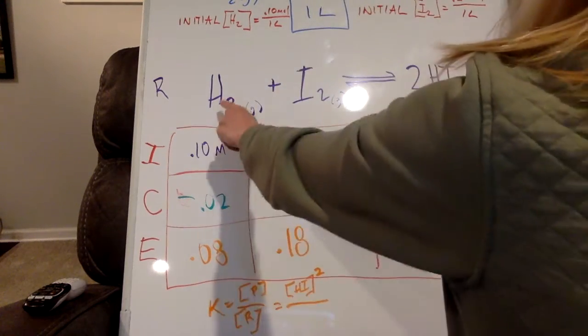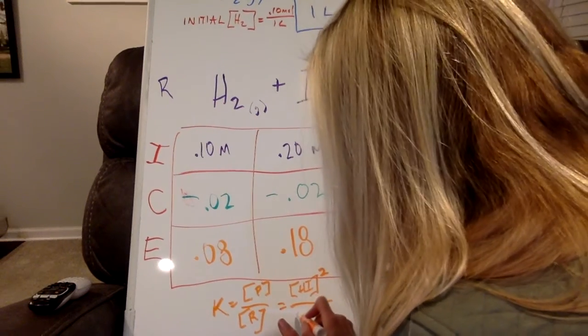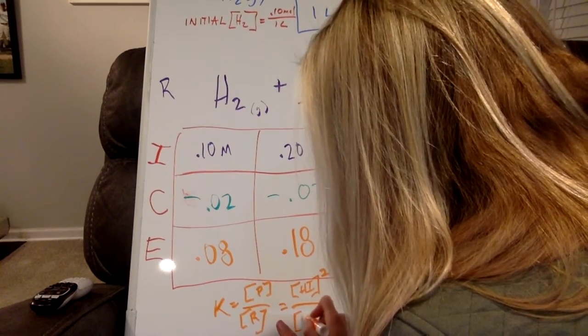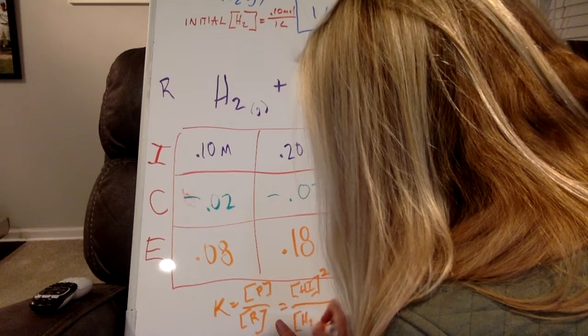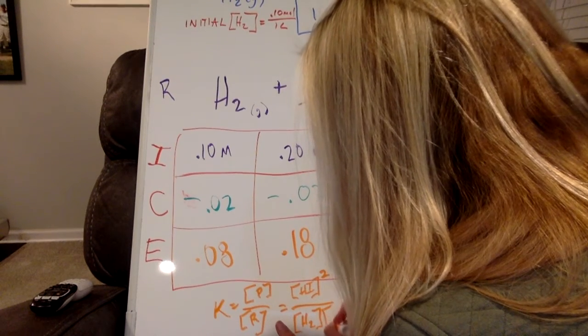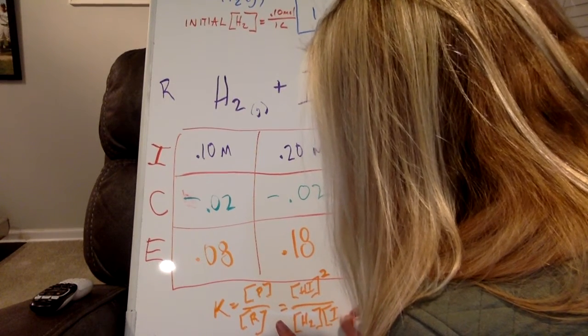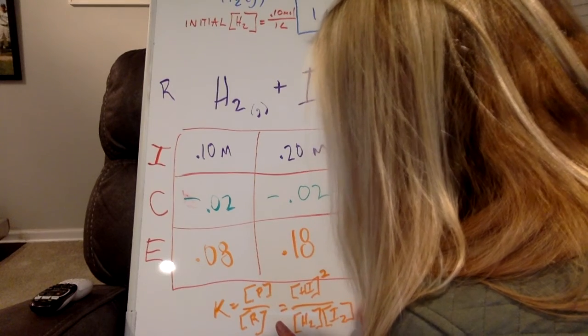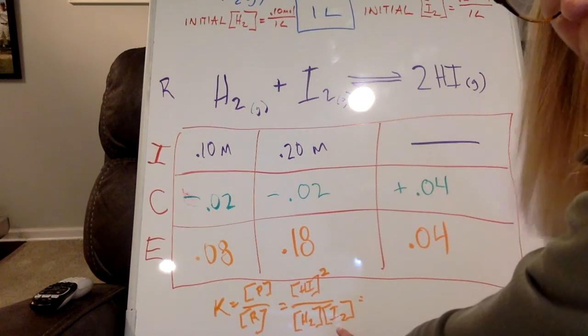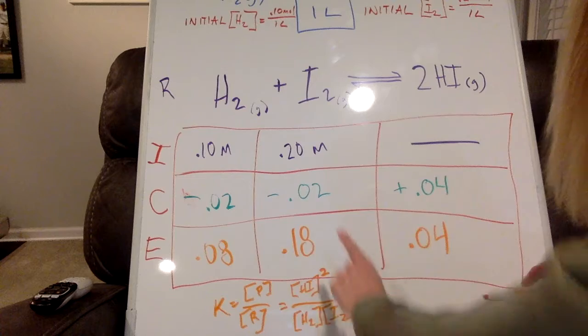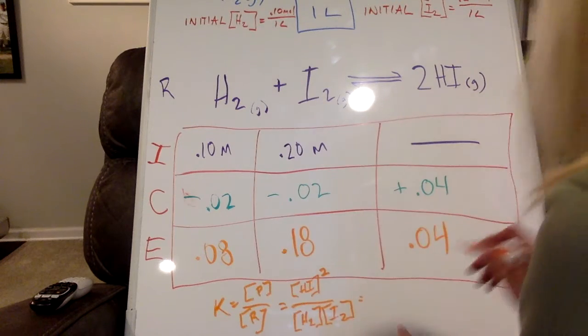Divided by the reactants. Well, there's no coefficients on those. So this is the concentration of H2 and the concentration of I2. Okay, I don't have to raise those to any powers of coefficient because there's no coefficients in this initial equation.